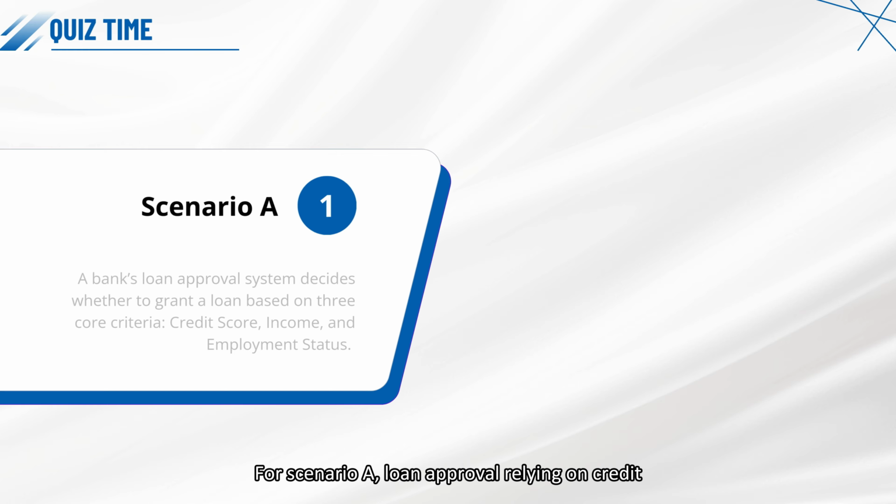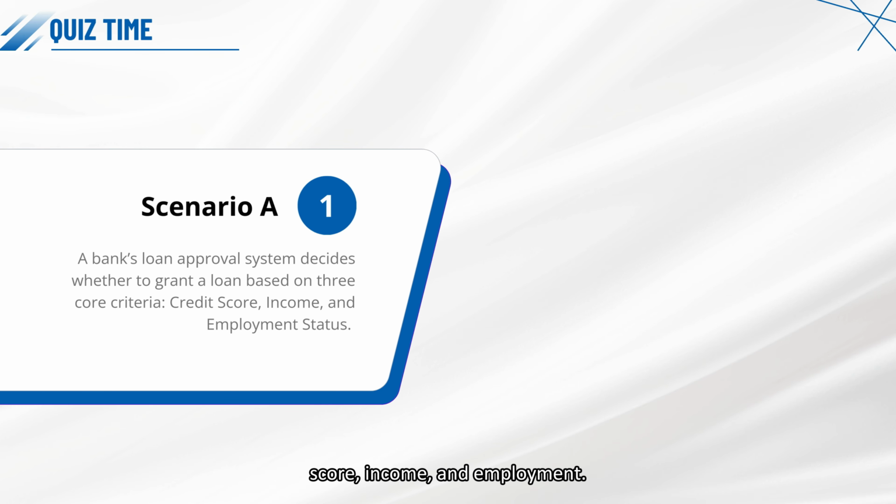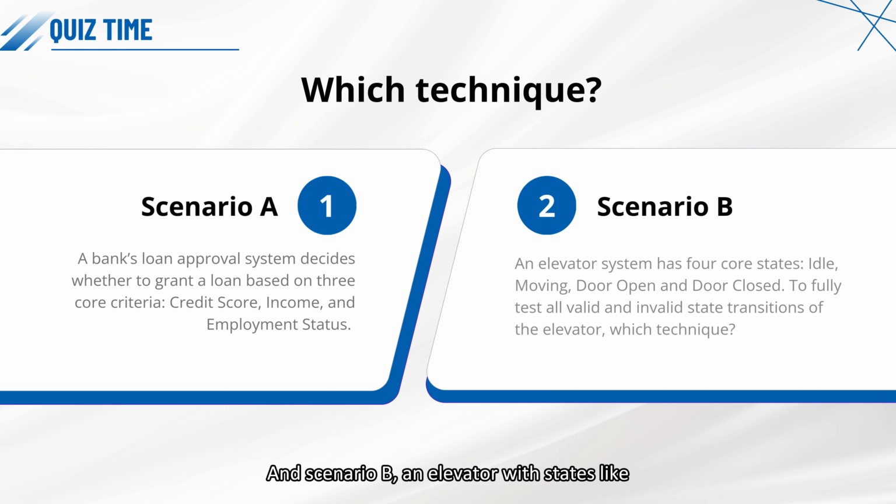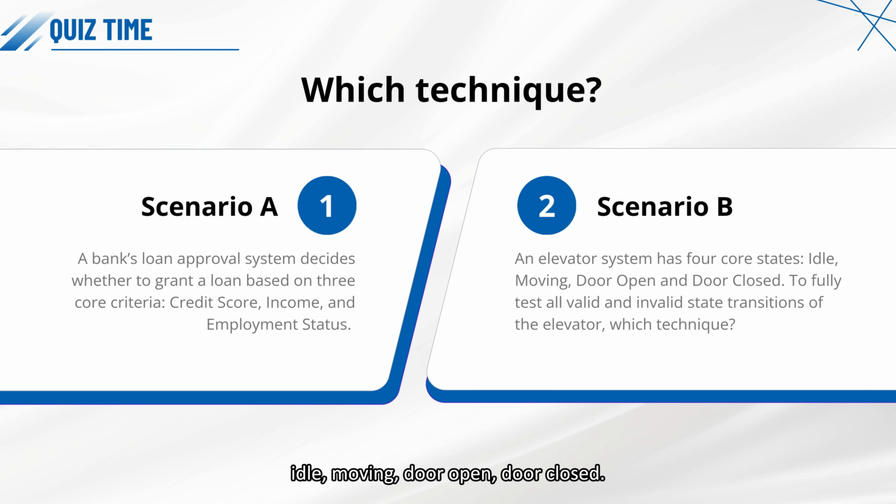Scenario A: loan approval relying on credit score, income, and employment. Which test case design technique do you think is best? And scenario B: an elevator with states like idle, moving, door open, door closed. What technique would you pick here? Pause and mull over each scenario. Then let's see how spot on your technique choices are.